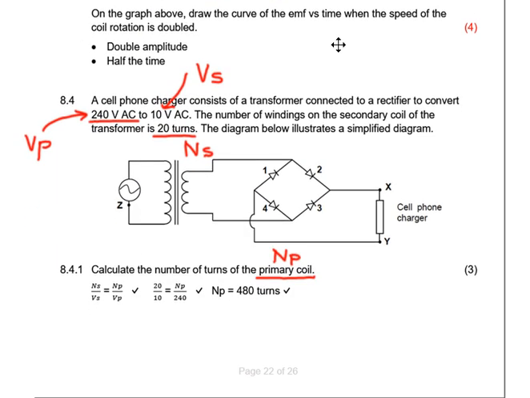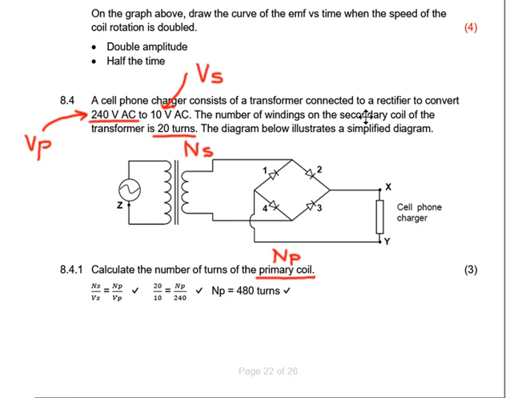Then here, a cell phone charger consists of a transformer connected to a rectifier to convert 240 volts, so that's our initial voltage, it's our primary voltage, to 10 volts. So we're reducing the voltage. So that would be our secondary voltage. If we were reducing the voltage, remember that's a step-down transformer.